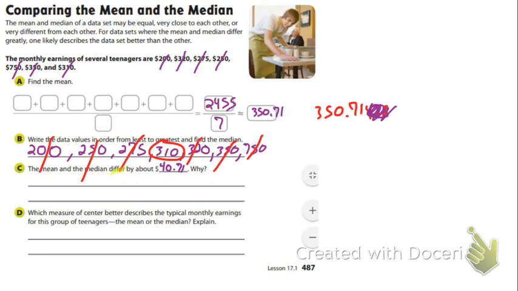Now for letter D, which measure of center best describes the typical monthly earnings for this group of teenagers? The mean or the median? Explain. They're asking which one would be a better description of the typical, what a teenager can expect to earn. Should we use the mean? Should we use the median? What do y'all think? Compare what the mean is, compare what the median is, and make those comparisons with the sets of data.